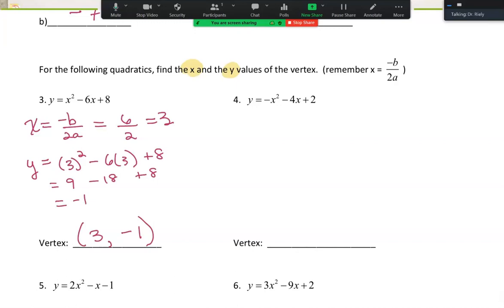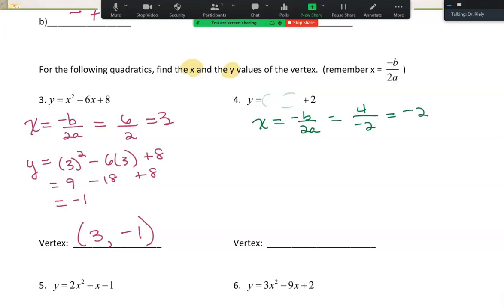Okay, so we need to figure out what x is. x is negative b over 2a. So if b is negative 4, negative b is positive 4. And 2a: if a is negative 1, 2a is negative 2. So this should equal negative 2. So now we have my x.